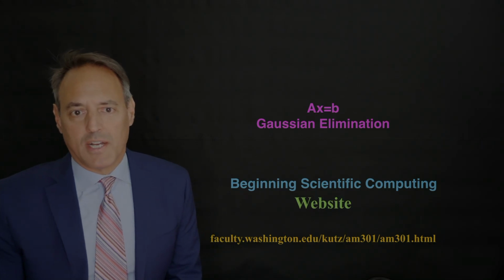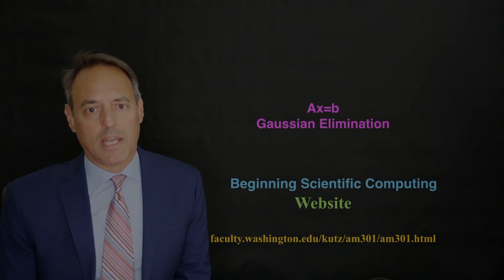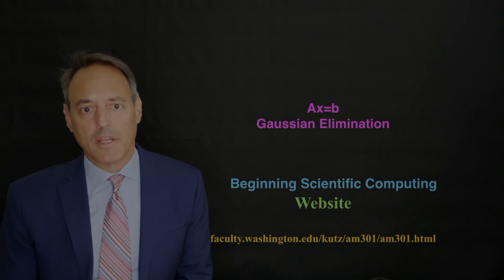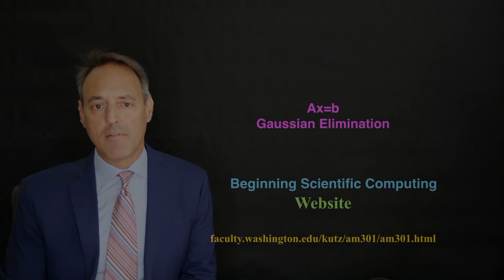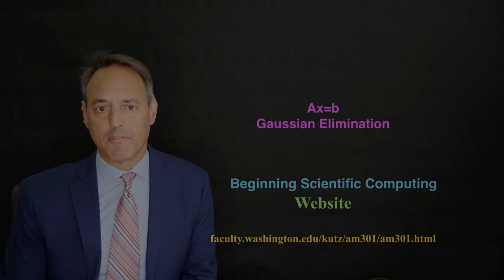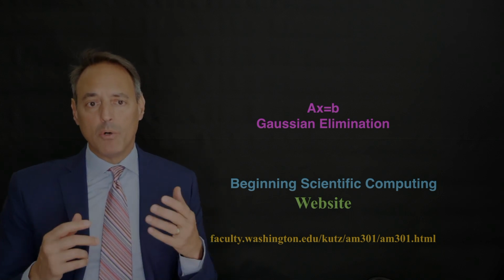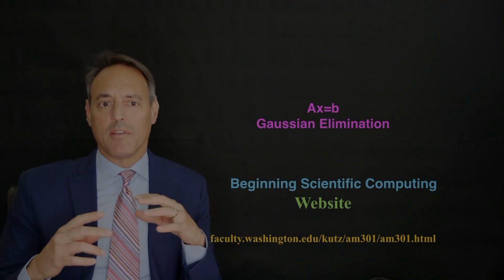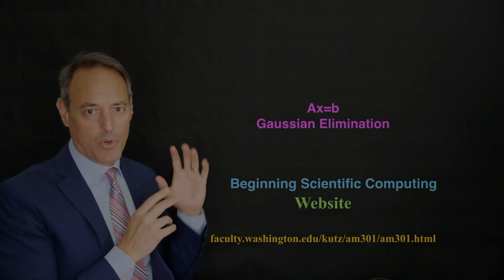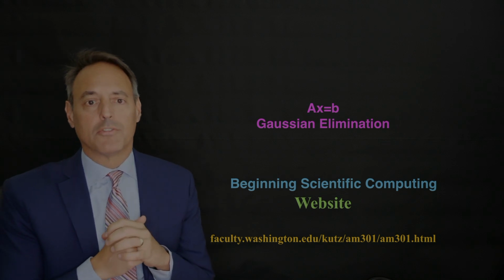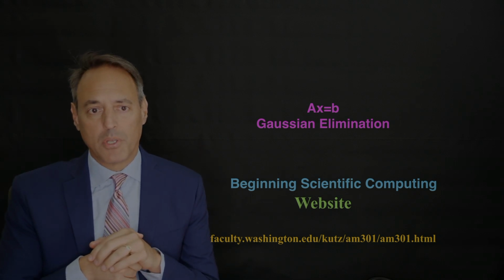Hi everyone, this is a lecture on Gaussian elimination, and in particular we're thinking about solving Ax equal to b. This is one of the most fundamental operations that we have across the engineering and physical sciences. In fact, even very important and very fancy calculations are always going to come down to solving this linear system of equations Ax equal to b. This is for the course on beginning scientific computing.